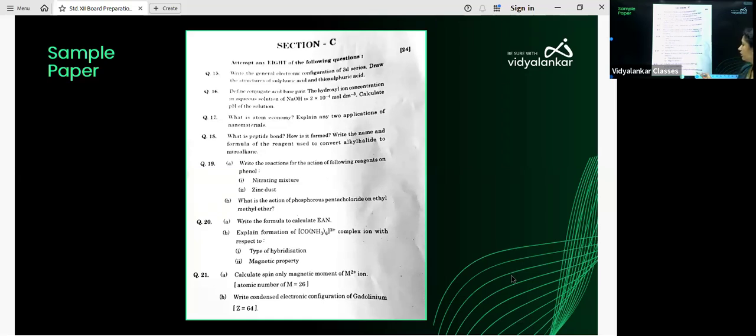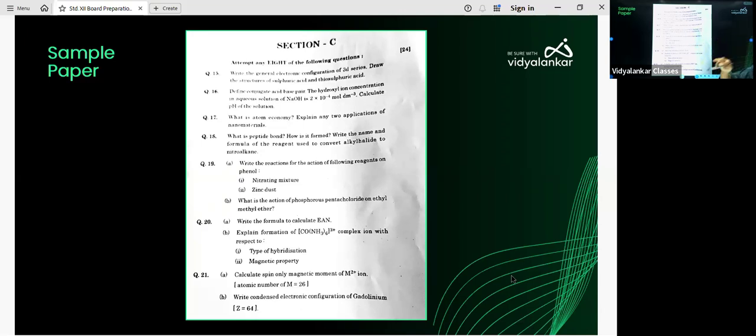Fine. Then yes, one more question I forgot to elaborate earlier. That is to calculate the spin-only magnetic moment for the given specific ion. This is again an important question for 1 mark. Mostly you will find this question in the paper. So do not forget to practice the spin-only magnetic moment value for the given ion. So this is your section C.